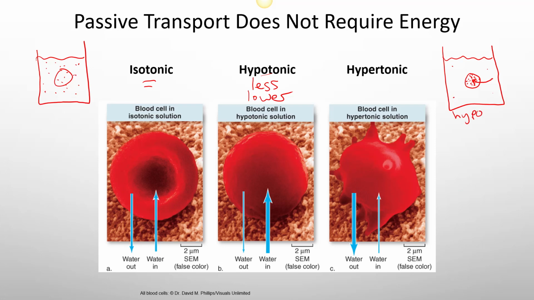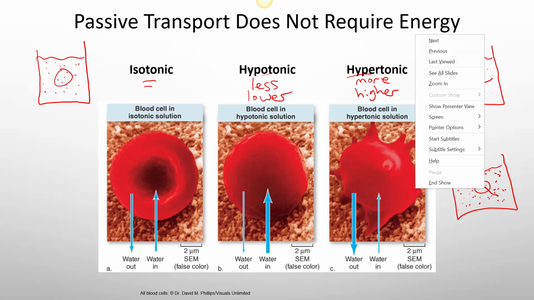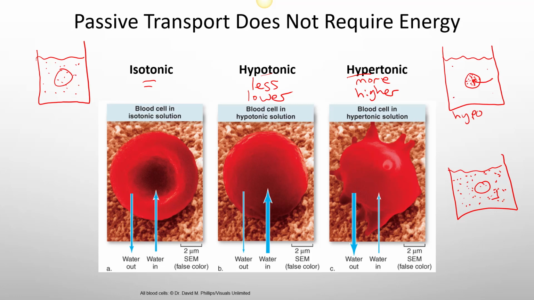Now in a hypertonic environment, hyper means more or higher. So in a hypertonic environment, the solution surrounding a cell has a higher concentration than the inside of the cell. So water is going to want to rush out of the cell to dilute out the surroundings.